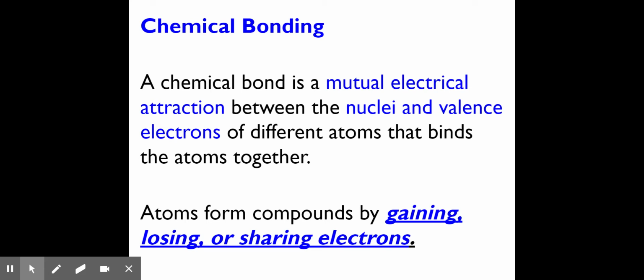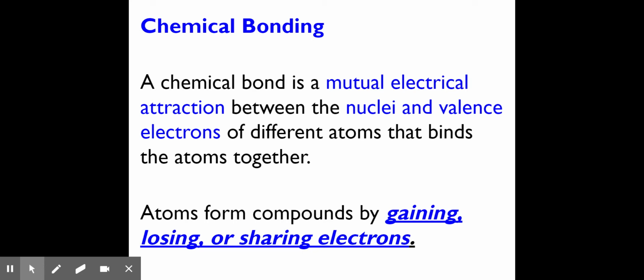Here's what a chemical bonding is. Please write this down. A chemical bond, a bond means connection, right? A bond is a mutual electrical attraction. It's basically attraction between positive and negative. The positive is the nucleus, which contains protons, and the negative is the valence electrons of different atoms. This time we're talking about the nucleus of one atom and the valence electrons of another atom. There's an attraction between those and it binds the atoms together, which we call a chemical bonding.